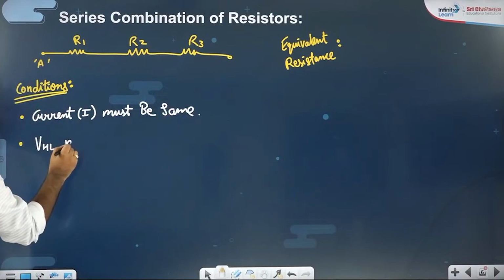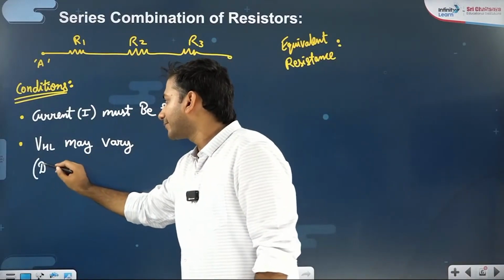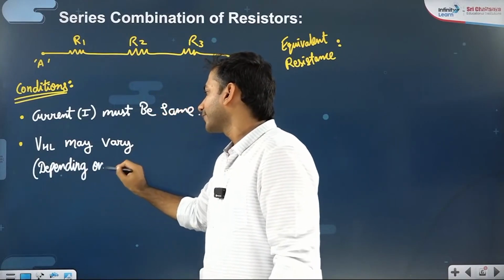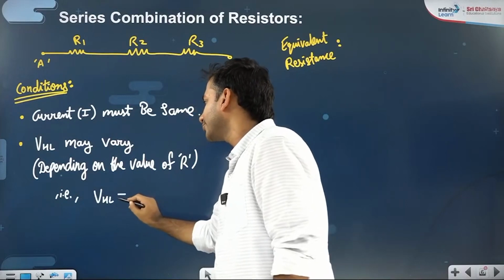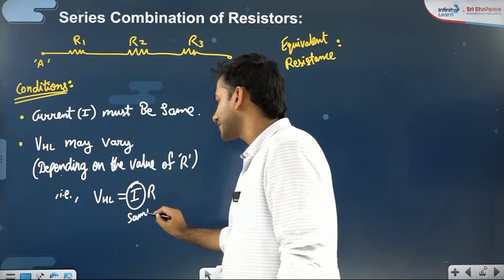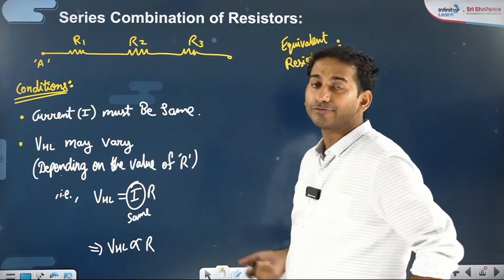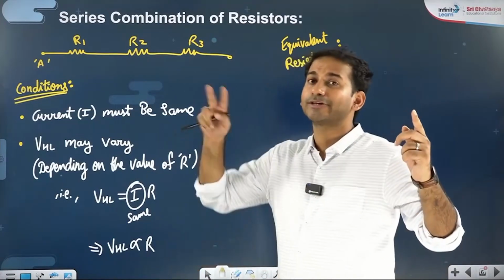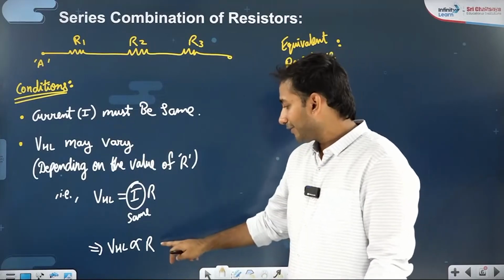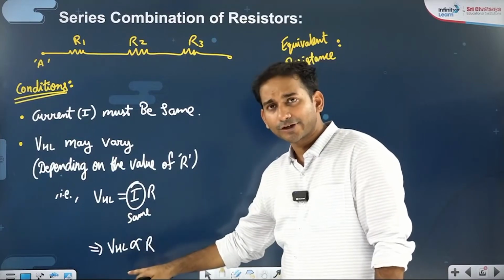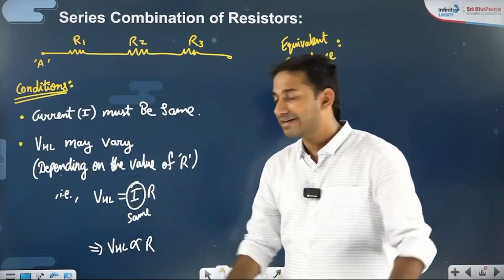The potential difference V may vary, depending upon the value of R. That is, V is equal to I into R, out of which current is considered to be same. This implies V is directly proportional to R. That means in a series combination of few resistors, if two resistors have identical value, the potential drop across them will also be identical. Greater resistance, greater potential drop; lesser resistance, lesser potential drop; equal resistors, equal drop; unequal resistors, unequal drop. Entirely decided by the value of R.